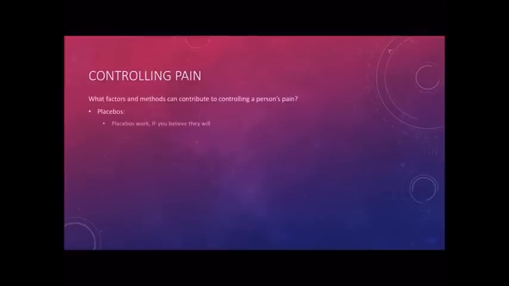Okay. What factors and methods can contribute to controlling pain? Well, placebos, because placebos work if you believe that they will. Believing that a placebo is going to work actually triggers your brain to release endorphins, and endorphins alter your perception of pain. So if you just believe that you've taken something that's going to help manage your pain, your brain releases endorphins and it actually does manage your pain, but not because of the placebo, because of your belief in the placebo, which caused your brain to release endorphins in the first place.